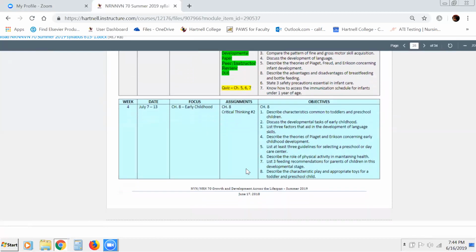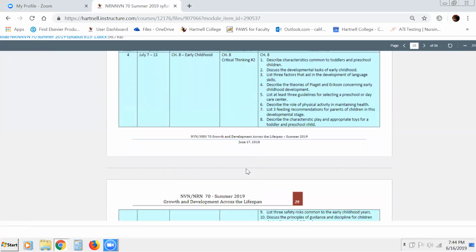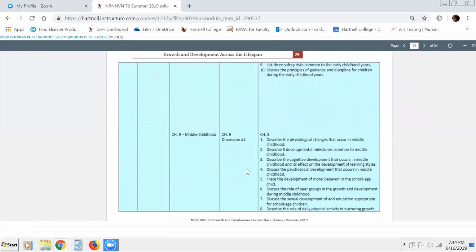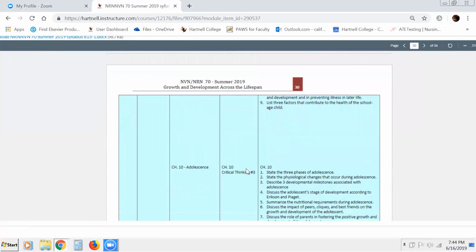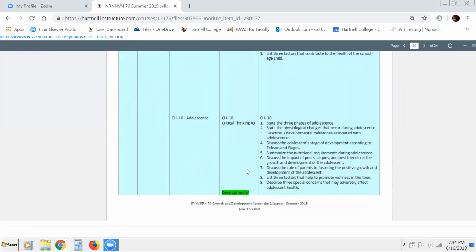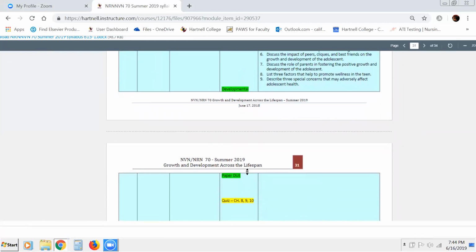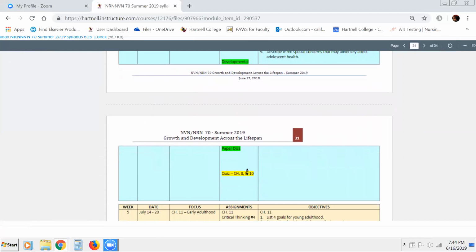In week 4, we move through childhood: early, middle, and adolescence. There's a critical thinking question. And then there's a discussion for chapter 9, and then a critical thinking question for chapter 10. The developmental paper would be due at the end of week 4. And then you also have the quiz on chapters 8, 9, and 10.